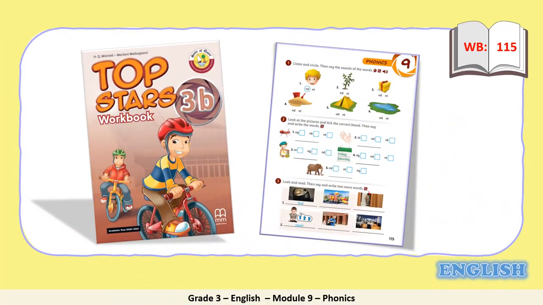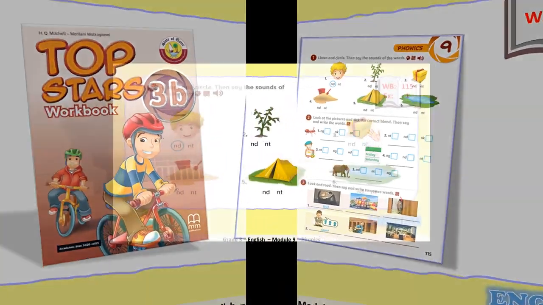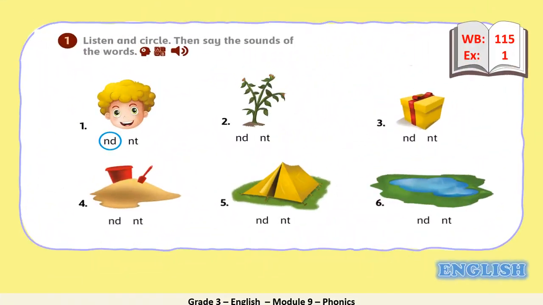Time for some practice. Let's move to workbook page 115 quickly. In activity 1 from workbook page 115, I want you to listen to a set of words and circle the correct sound. You can point at the words and say them after listening. This way you can find the correct answer more easily.